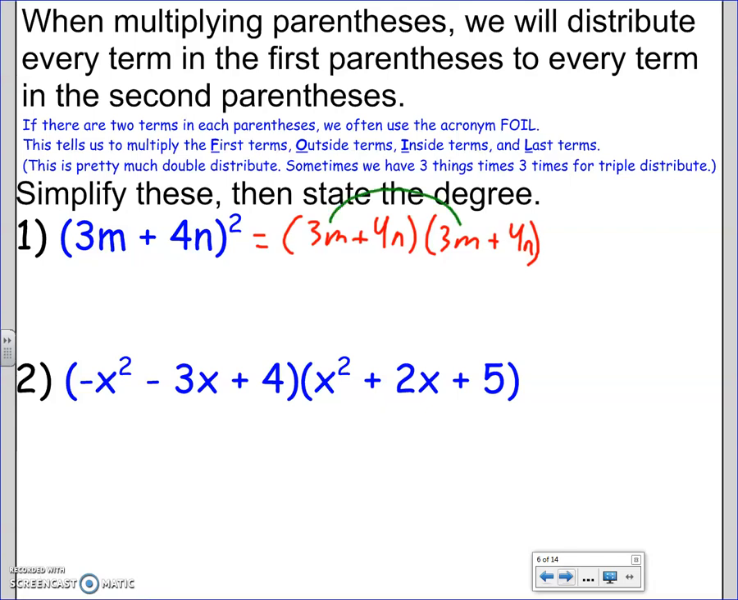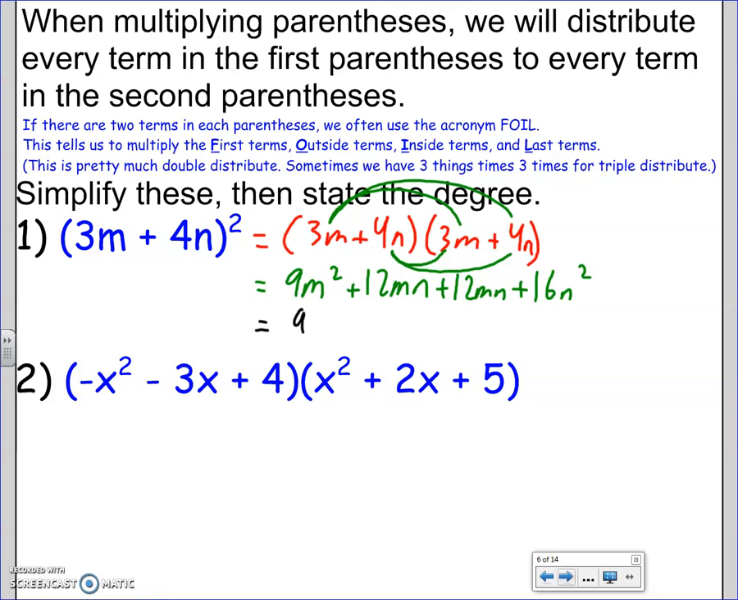First, 3m times 3m. 3 times 3 is 9, m times m is m squared. You use your exponent rules. Then outside, 3m times 4n. That's positive 12mn. Insides, positive 4n times positive 3m makes another positive 12mn. And the last numbers, 4n times 4n makes positive 16n squared. So it's 4 terms, combine them. The first thing says 9m squared, but this is mn, this is mn. They combine together to make positive 24mn. And this last thing stays the same, 16n squared.